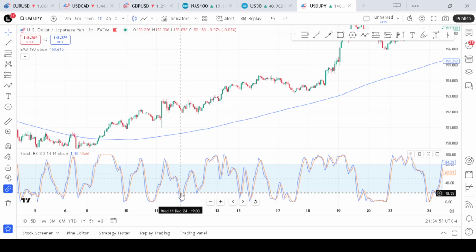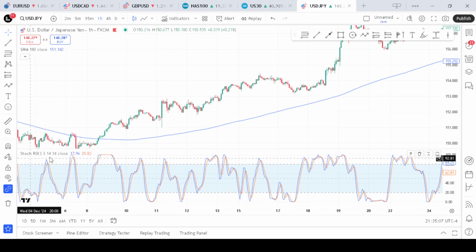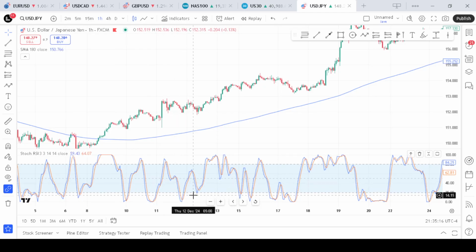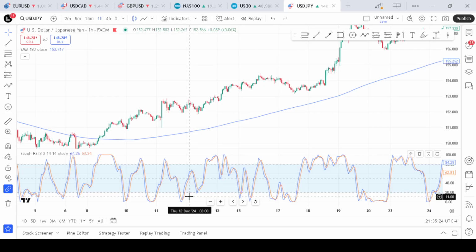Why? Because it is signifying an oversold region, due to the stochastic RSI indicator being below 20. It signals an oversold region and it is due for a potential reversal. However, you do not enter immediately when this happens. Instead, you wait for a confirmation in the form of a bullish crossover before you enter your trade.